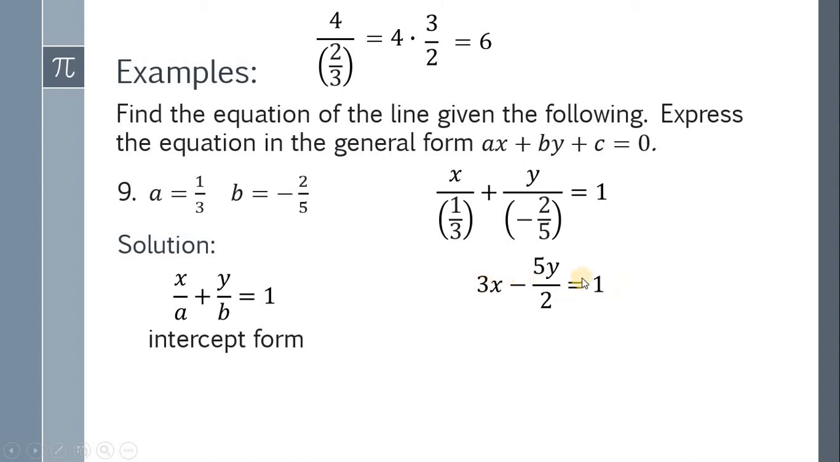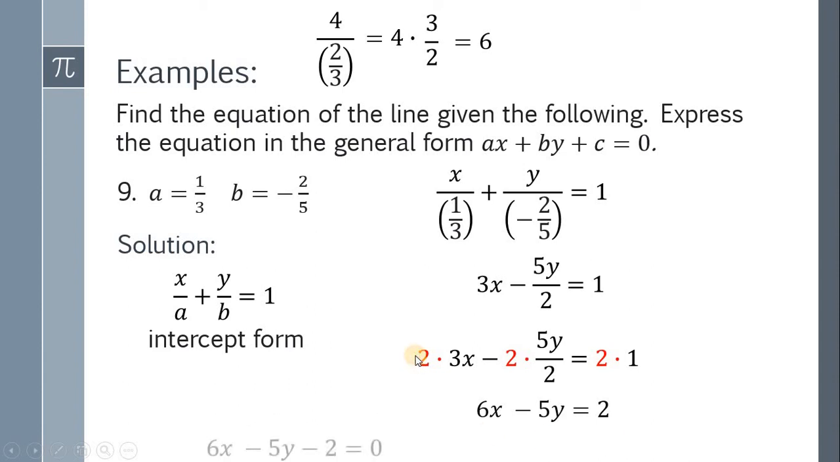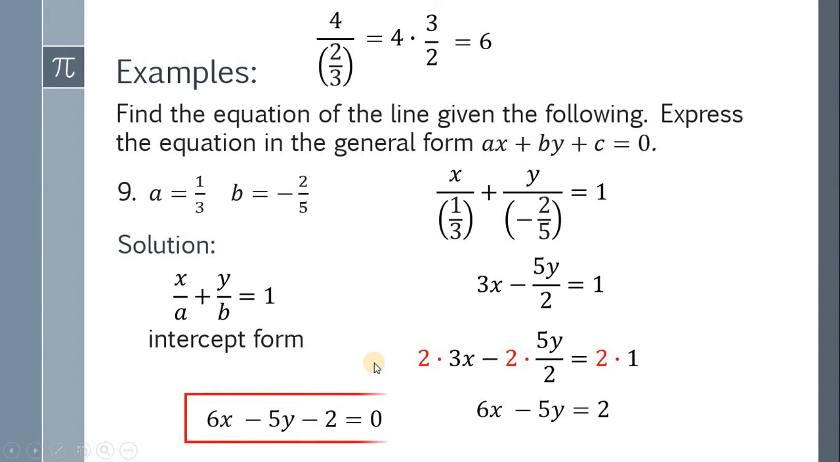Next, again, para maklear yung fraction, multiply natin sa 2 lahat. And this becomes 6x minus 5y is equal to 2. Tandaan, kailangan nasa general form. So, lipat yung 2 sa kabila, equate to 0 in short. So, we have 6x minus 5y minus 2 is equal to 0. And we're done.